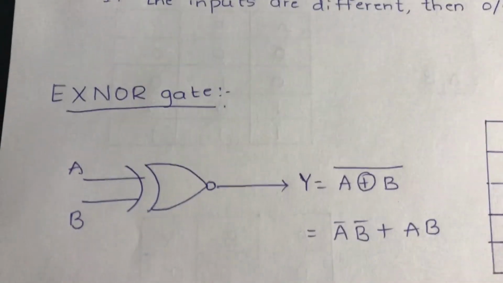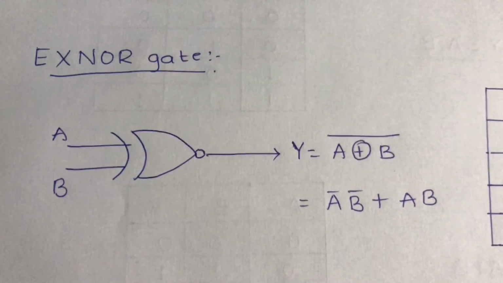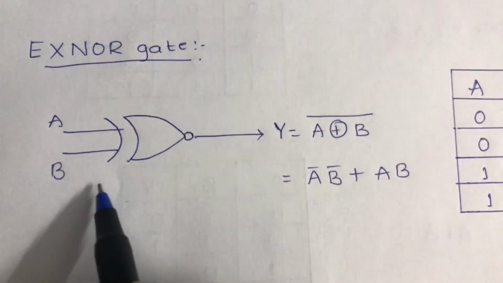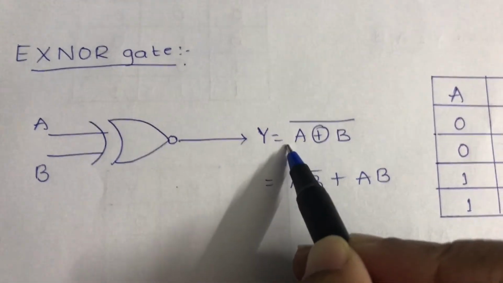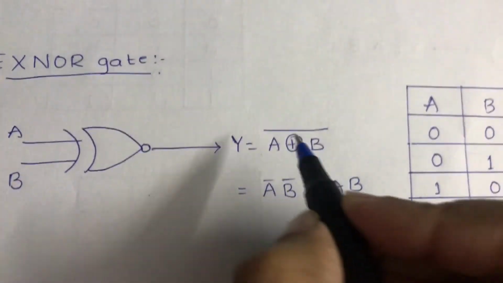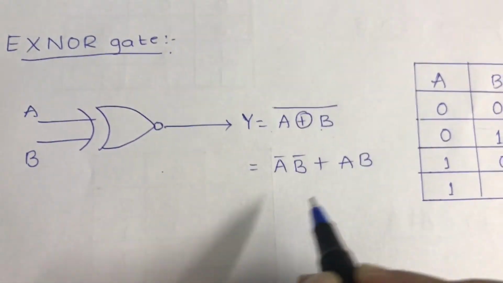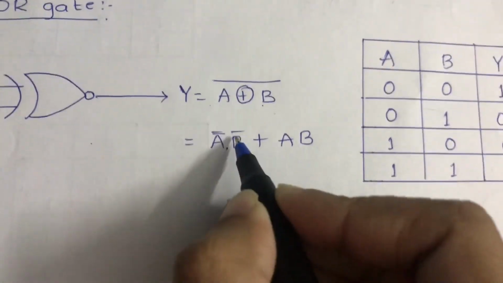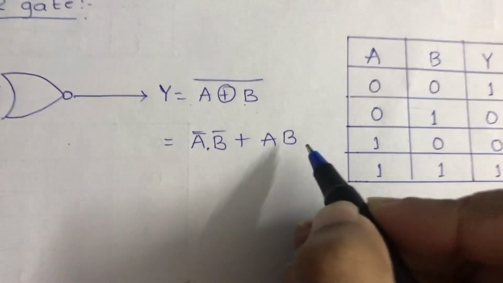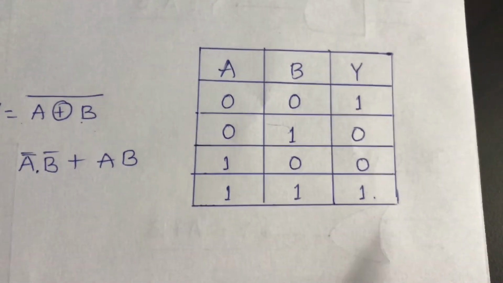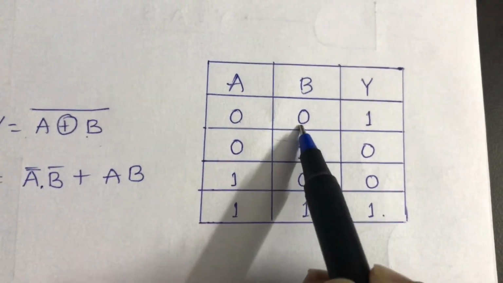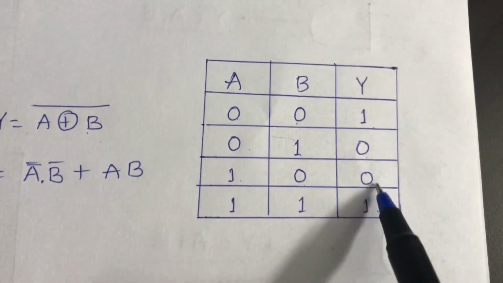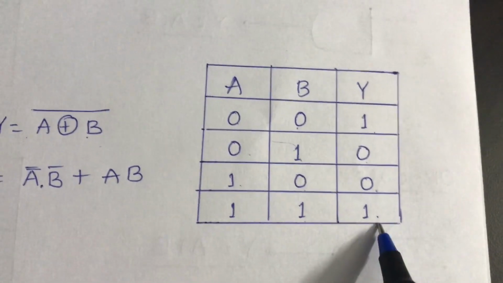Now let's see the XNOR gate. The XNOR gate is nothing but an invert of the XOR gate. This is the symbol, and the output Boolean expression will be A XOR B, the whole bar, which we can solve and write as A bar dot B bar plus A B. And this is the truth table. 0, 0 will give you 1, 0, 1 will give you 0, 1, 0 will give you 0, 1, 1 will give you 1.